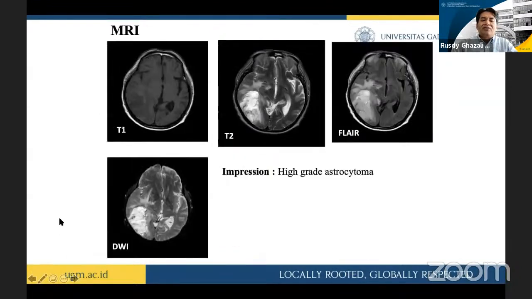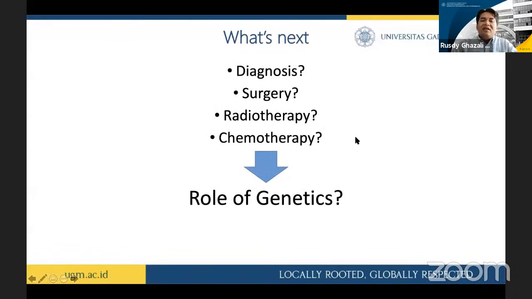We did an MRI, and it seems there is a high-grade astrocytoma, a type of high-grade brain tumor, in the patient. So the next question is, what is the diagnosis? And what is the treatment? Should we do surgery? Should we perform radiotherapy? Should we give chemotherapy? And basically, what is the role of genetics in all that? Why do I show the case? Is there anything related to genetics? That's what we will see in the next slides.